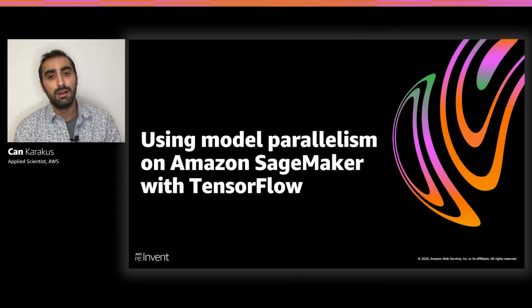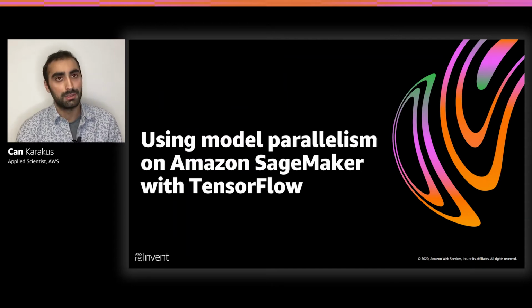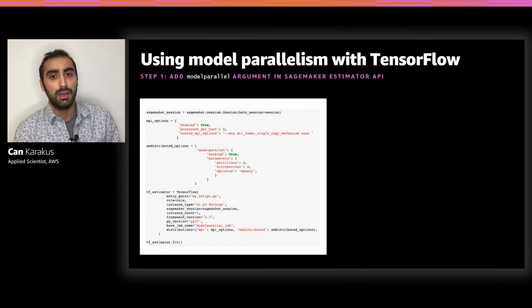So now let's look into how to actually use the model parallel library on SageMaker using TensorFlow and PyTorch. So we'll start with TensorFlow. First, if you're not familiar with how to launch training on SageMaker, you can use the Python SDK to first create an estimator and then call a fit function using this estimator.